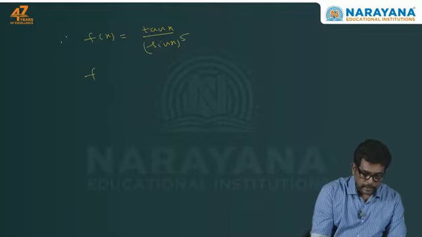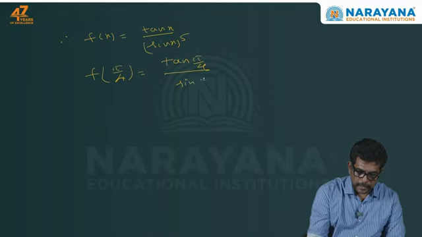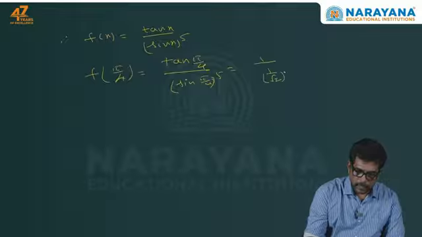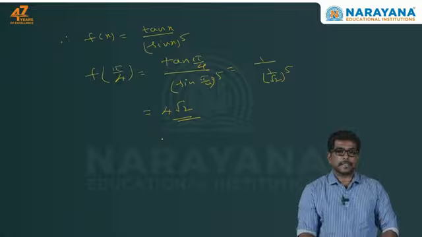Now they asked for f of pi by 4. f of pi by 4 is equal to tan of pi by 4 by (sin of pi by 4) whole to the power of 5. That is 1 by (1 by root 2) whole to the power of 5. Now this is equal to 4 root 2. 4 root 2 is the answer.